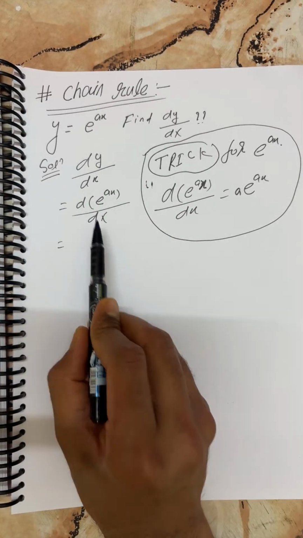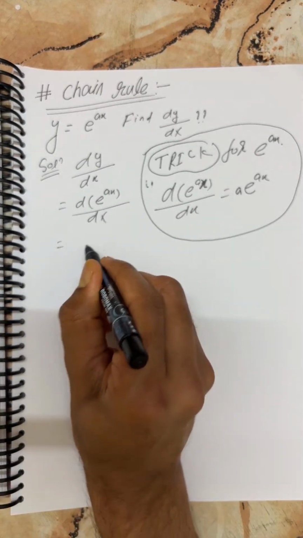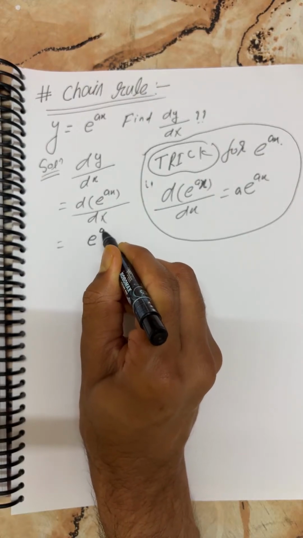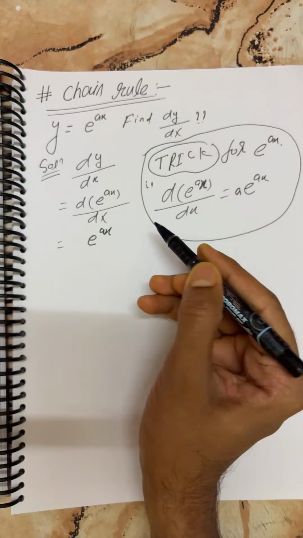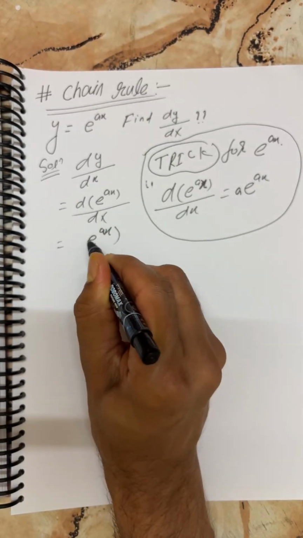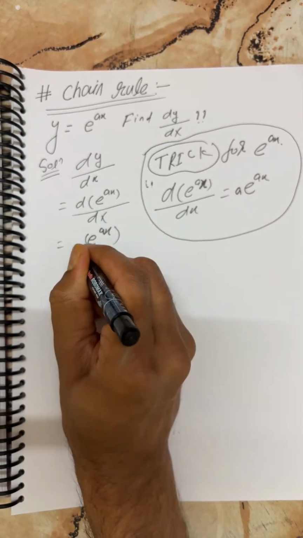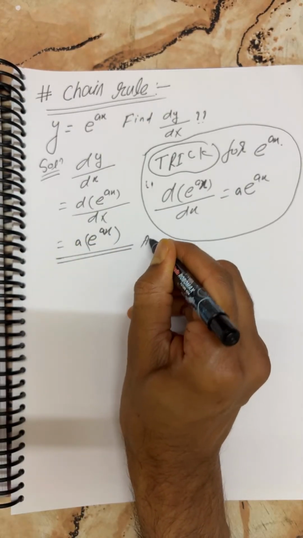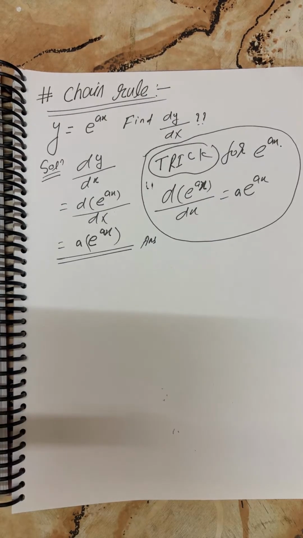So as I said here, e to the power x will come as it is. Now, what is the coefficient of x, which is a? So this is your answer.